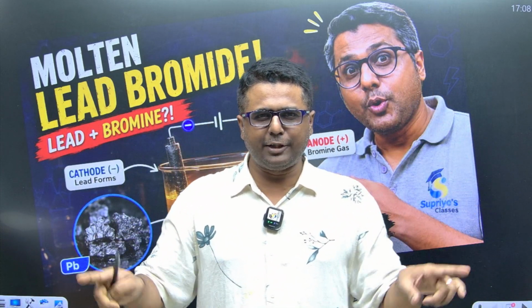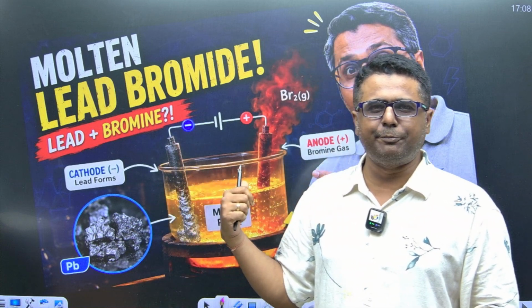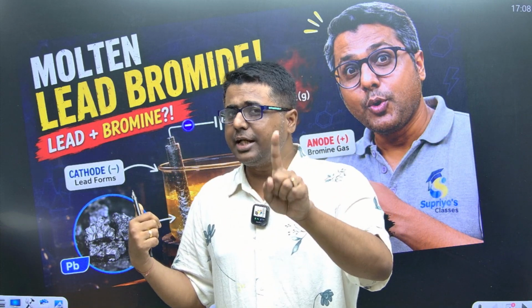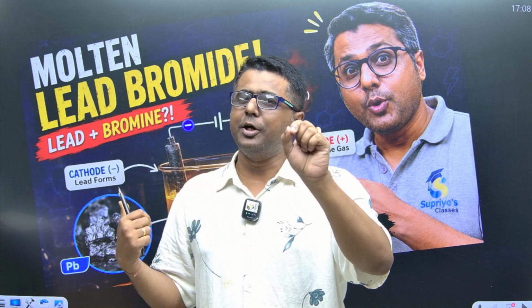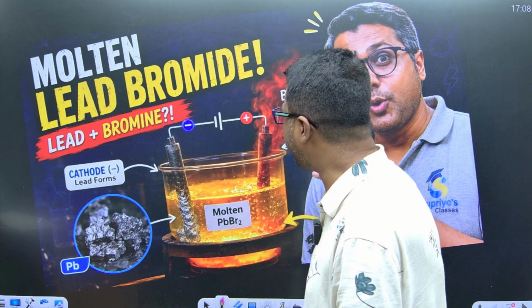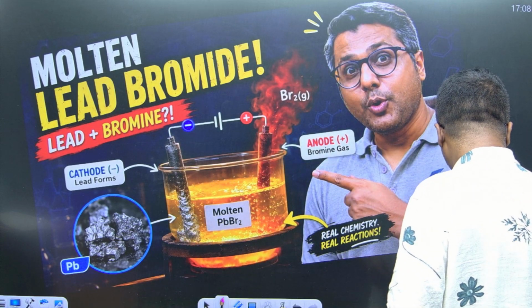The complete picture of electrolysis of lead bromide, that is molten lead bromide. Temperature is 380 degrees Celsius, and you have to keep it molten. You cannot solidify it. Then you will not have free ions, right? Clear? Now, another important thing.